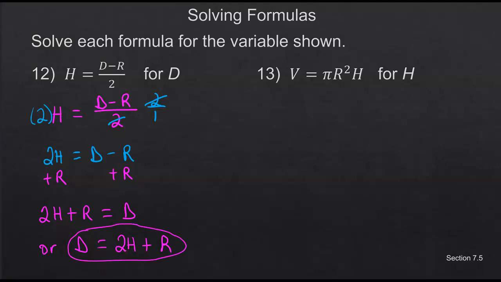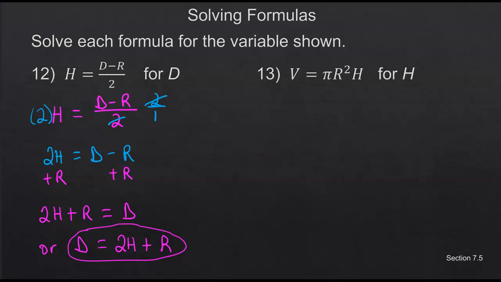Now, if you were trying to find d, this would be great because all you have to do is take 2 times whatever h is, add the r, you've got it, and much easier than it was in the original format that it was written in.